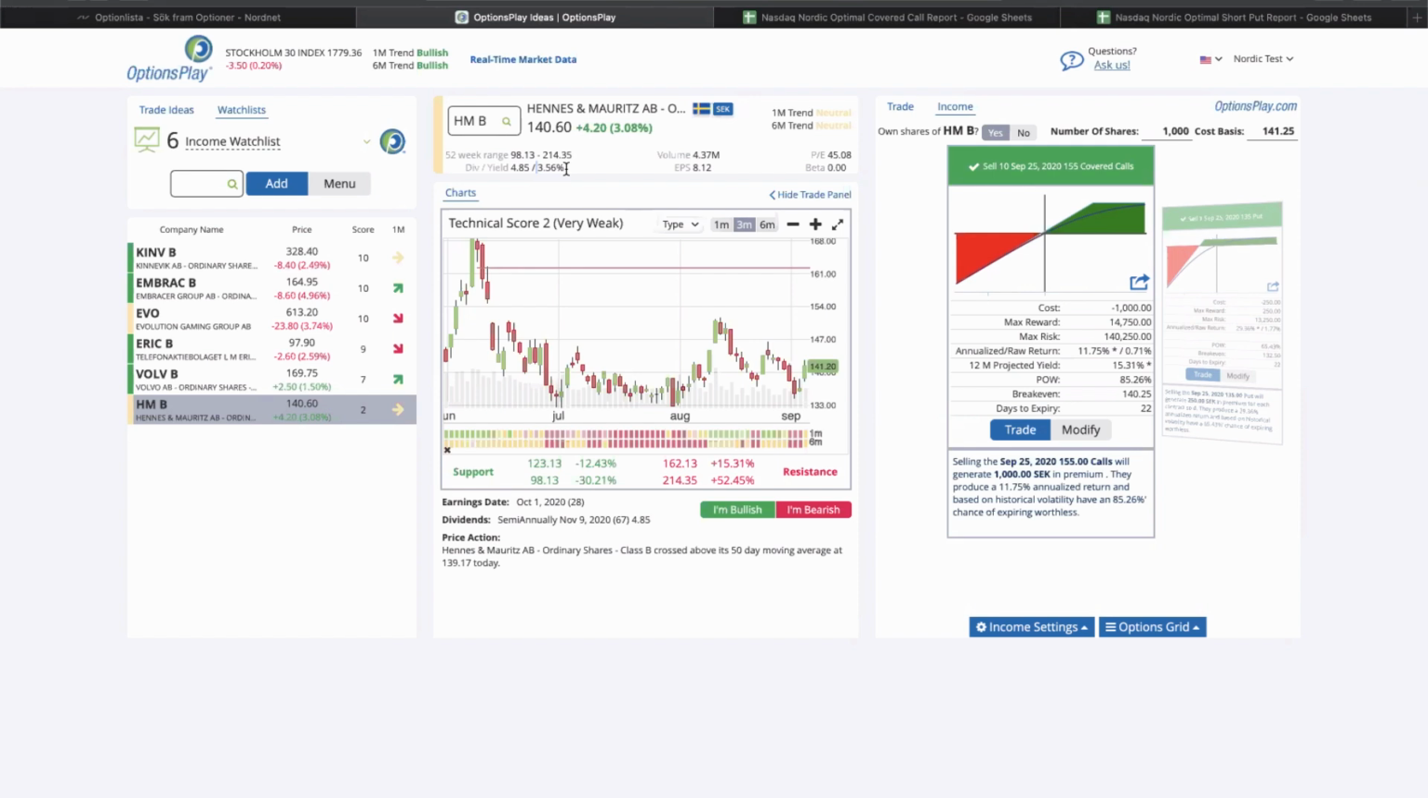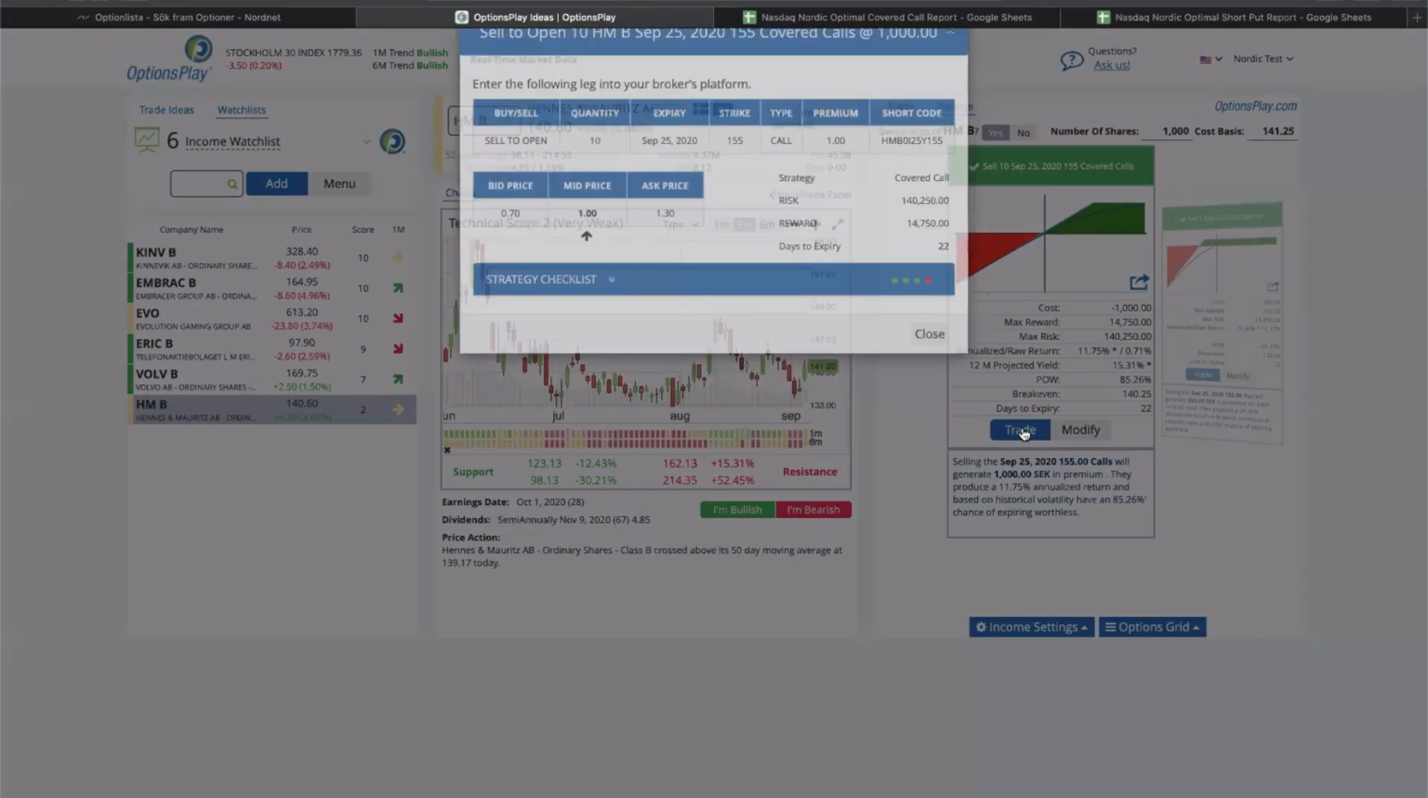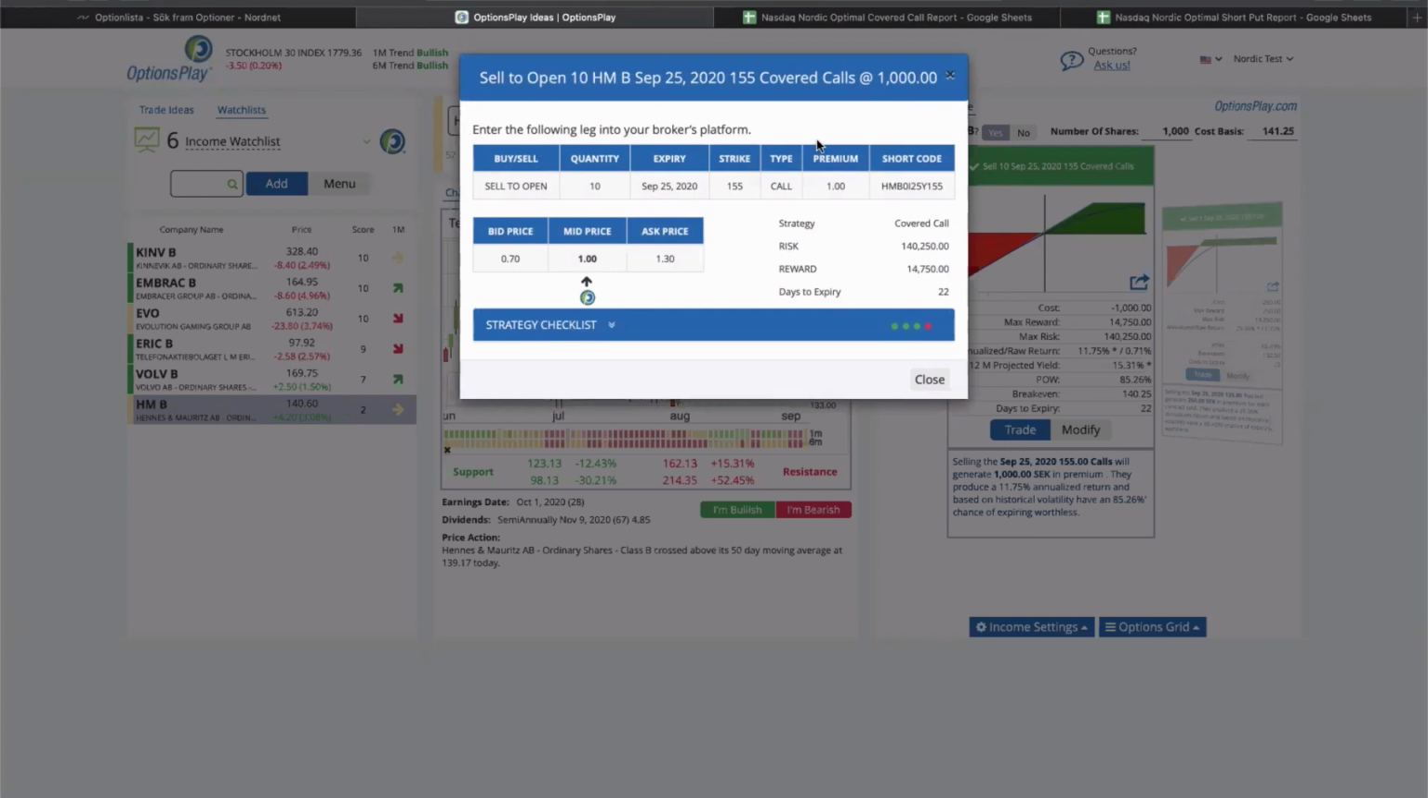And the great part about the partnership that we have with NASDAQ and Nordnet is the fact that when you click on the trade button, if this is a trade that you want to execute, we'll give you the details as far as how to enter this into your broker's platform, but we also have this section here called the short code.